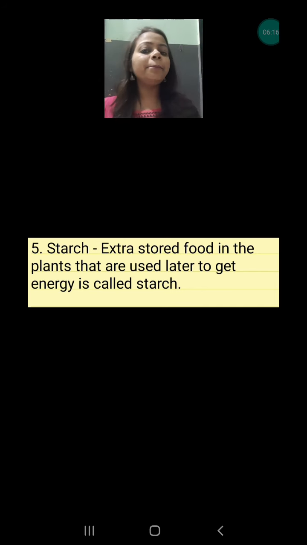In the same way, plants also cook food, not cook, they make the food through the photosynthesis, right? So some amount of the food is stored to get the energy later on, when they are not getting a sufficient amount of water or sunlight. At that time they are not able to make their food. At that time this stored food is utilized to get the energy. So this is known as starch. Starch is the stored food.